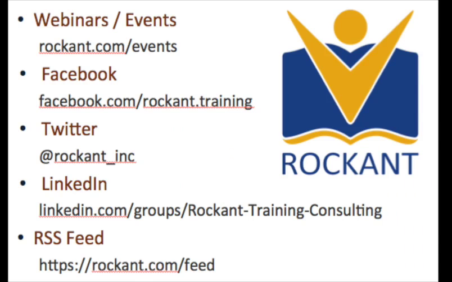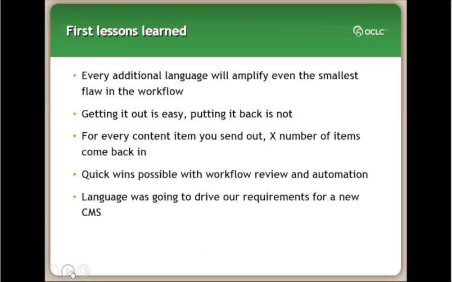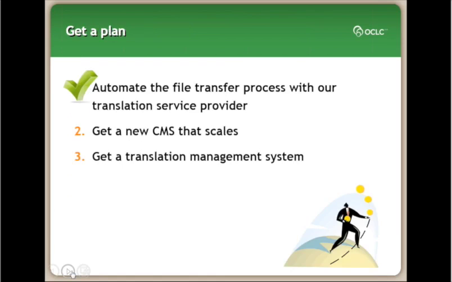The first lessons we learned, even with this baby step, was that getting it out was easy. Putting it back into the system was not. But you can have quick wins if you have a workflow review and automation. If you know where there are particular points in your workflow that you can add things on a short-term basis, then that'll help you out a lot. And we knew from this that translation and localization were going to drive the requirements for our content management system.